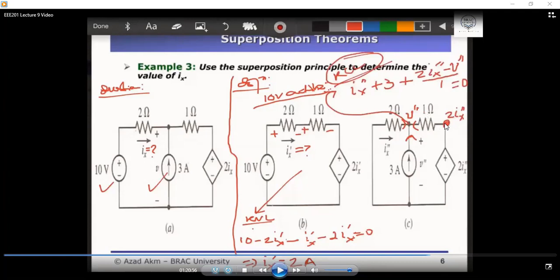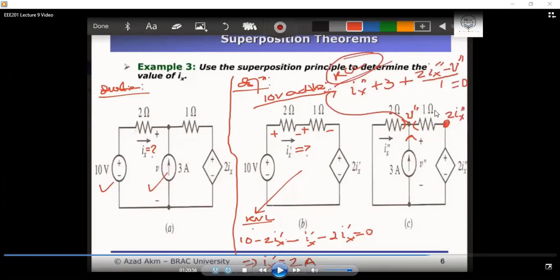What is this voltage? This voltage is from ground to this. What is that? It is 2 Ix double prime, right? This is a voltage source. So from here to here, the voltage is 2 Ix double prime. Do you all understand? Yes, sir. So what will be the current flow?